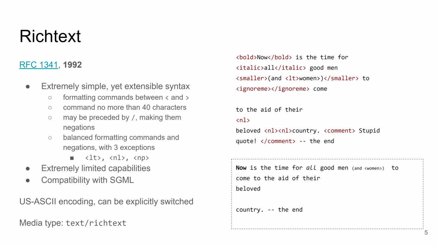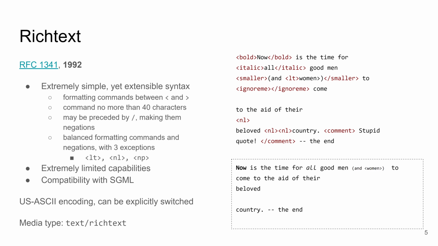This has 3 exceptions. The lesser than command, which you would use when in your text you would like to have the lesser than character, but it was used to denote the start of a command, so you would have to have a command to actually output it. And then the new line and new page commands. So these were the 3 exceptions that didn't have to be balanced because they didn't have a negation.